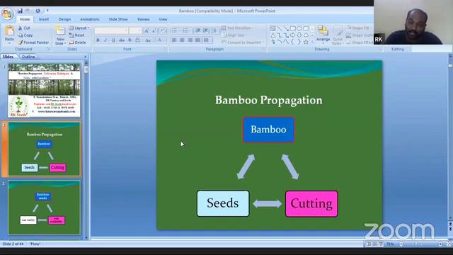Then cuttings. What is meant by cutting? The scientific term is vegetative propagation, or mass multiplication, or clonal multiplication technology of the bamboo. What is the clonal technology of bamboo? What is vegetative propagation of bamboo? And how to do mass multiplication due to the non-availability of seeds. We will discuss one by one. Generally, bamboo is propagated in two ways: one is seeds, the other is cuttings. First we go for seeds.